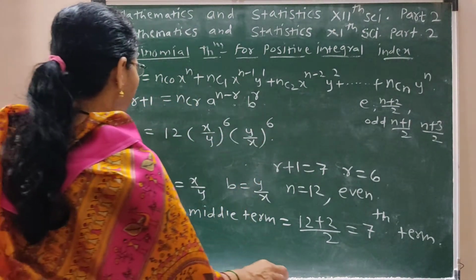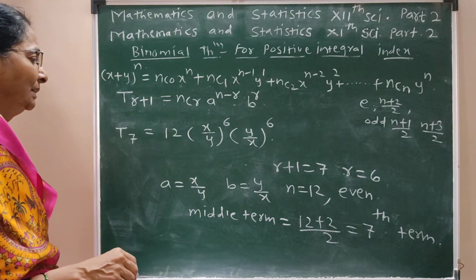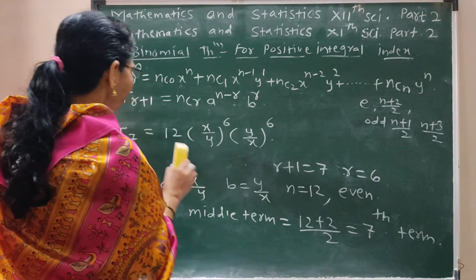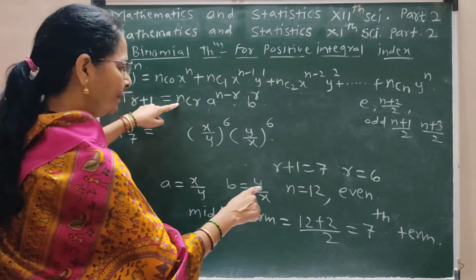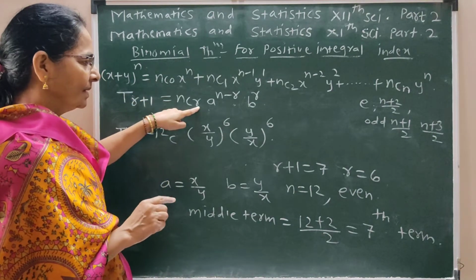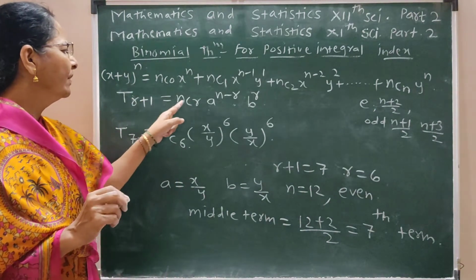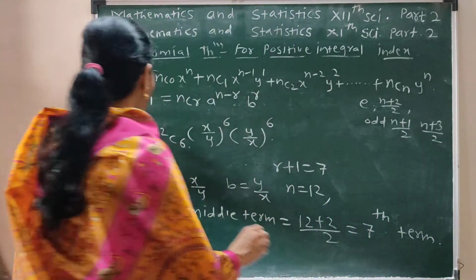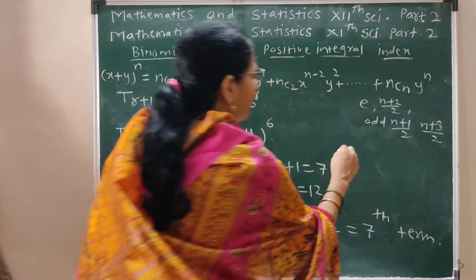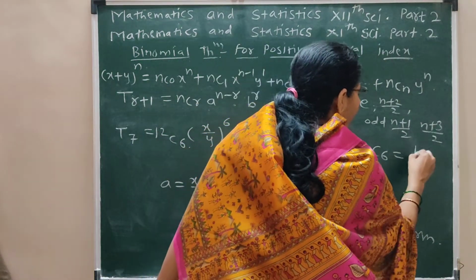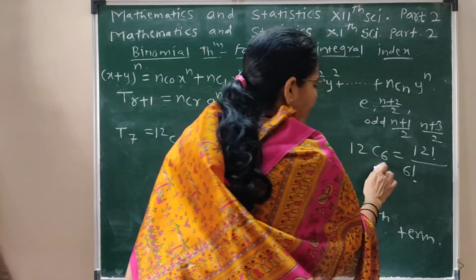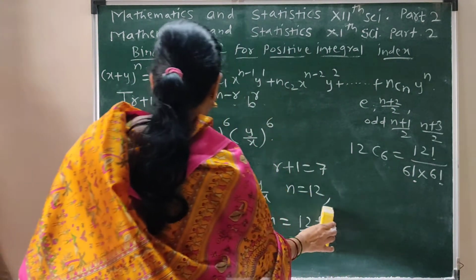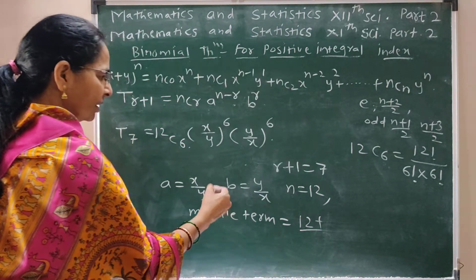Here n is 12 and r is 6, so 12C6. Put all the values carefully. Next, we have to find 12C6 by the combination principle. 12C6 is equal to 12 factorial upon 6 factorial, 12 minus 6 is 6 factorial. Right here, the middle term is the 7th term.